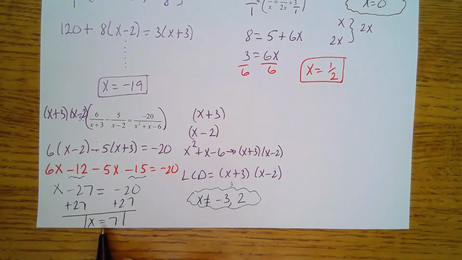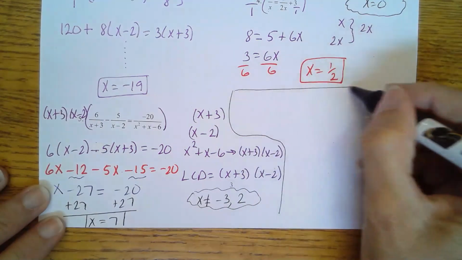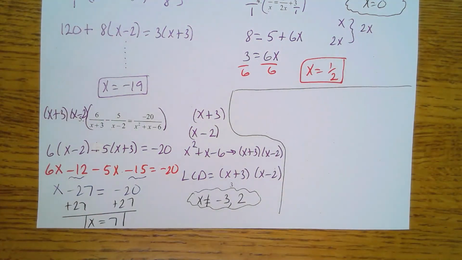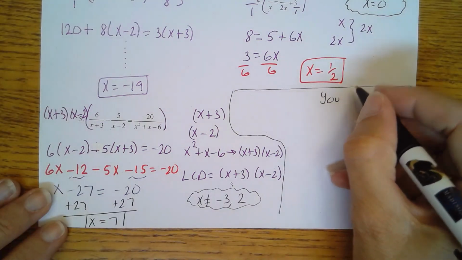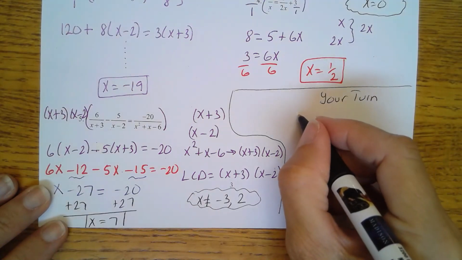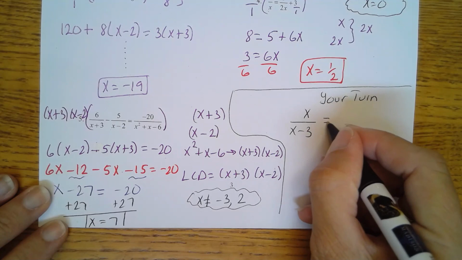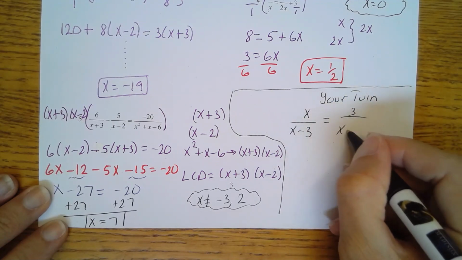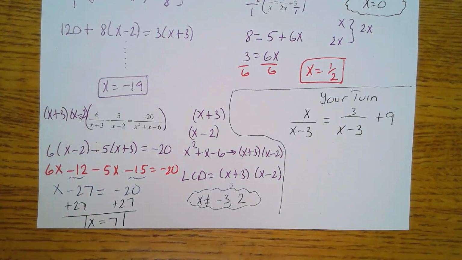But if I would have gotten, say, x equaling 2, then I would have to cross that answer out. And if it was the only answer, I would say something like no solution. If I still had another answer and that one was okay to keep, I would keep that answer. So I do want you to try another one. So this is your turn. And I want you to try to solve x over x minus 3 equals 3 over x minus 3 plus 9. So bring that answer to class with you.